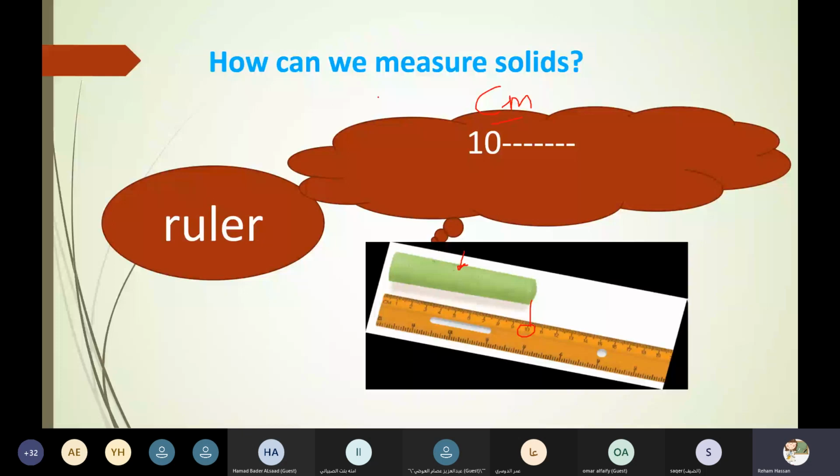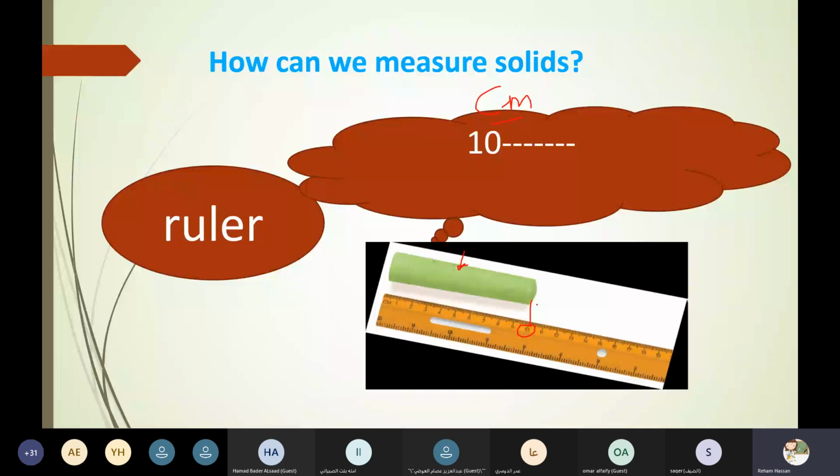Look, Yusuf, now it's this chalk. How long is this chalk? If we measure the tall of this chalk, how long is it? Look at the ruler. Say it again. How long is this chalk? Can you see the number? 10 kilo? No, we cannot measure the tall by kilo. Look. Centimeter.